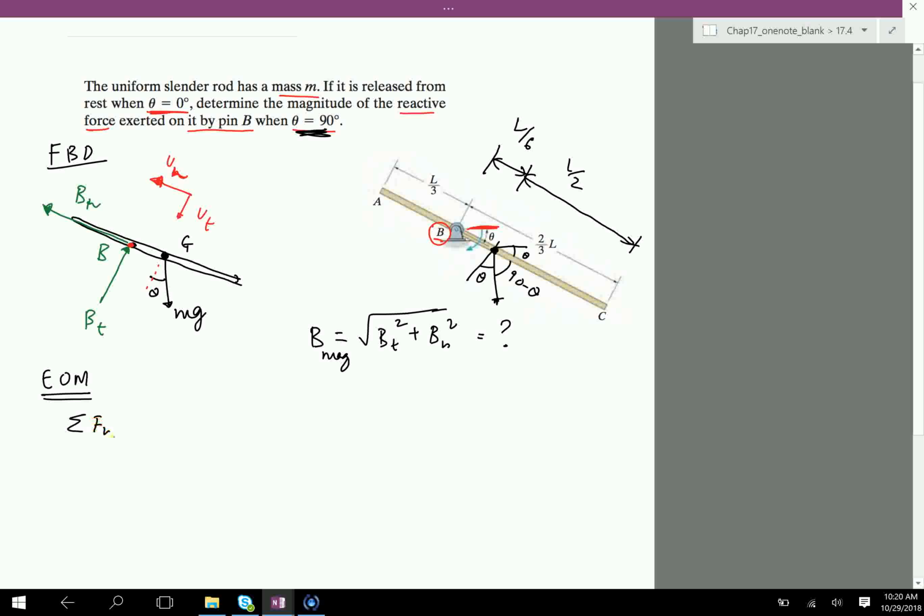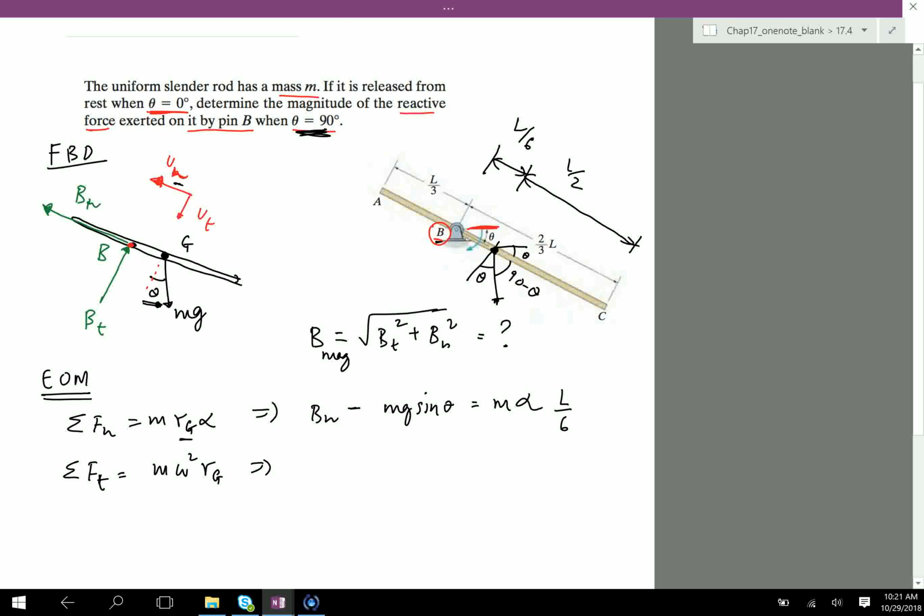First we'll take the sum of forces in the n direction equals mass times acceleration in the n direction, which is rg times alpha. So the net force in the n direction is Bn with a positive sign because it's in the direction of n. Mg has two components. The component in the n direction is mg sine theta. In the way I've shown it, it's pointing to your right, so it's going to be negative because it's in the negative un direction, equals mass times alpha times rg. Rg is the distance from G to the pivot point B, and we wrote that down as L divided by 6. That's equation 1.